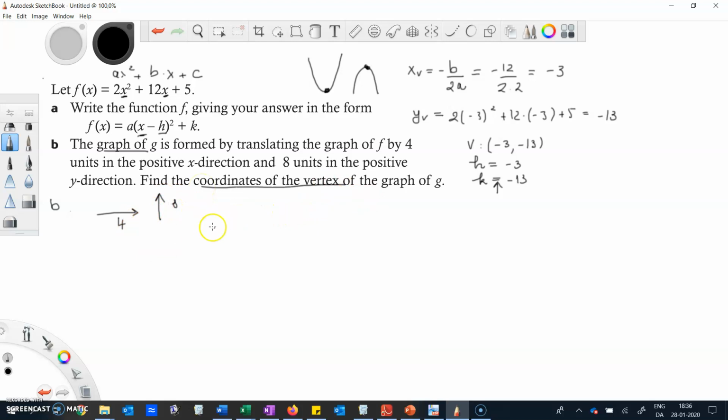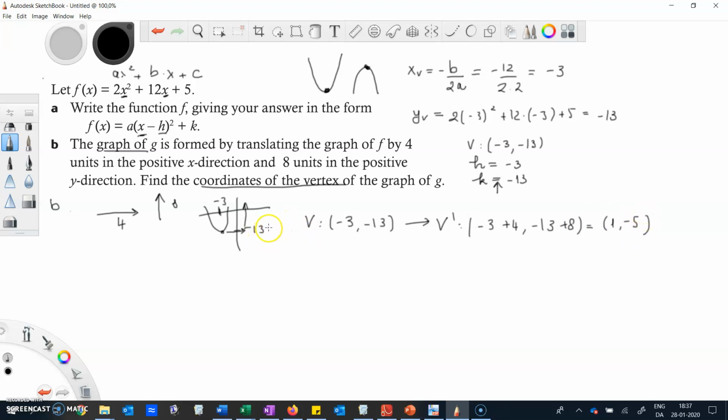So if we think about it, if we have something that is going to be more or less at minus 3 and minus 13, then what happens is that you're moving this vertex to the right, and then you're moving it up. So this means that we could just take the vertex, which has components minus 3 and minus 13, and move it to a new vertex, B prime, which is just going to be minus 3 plus 4, and then minus 13 plus 8, which gives me 1 and minus 5.